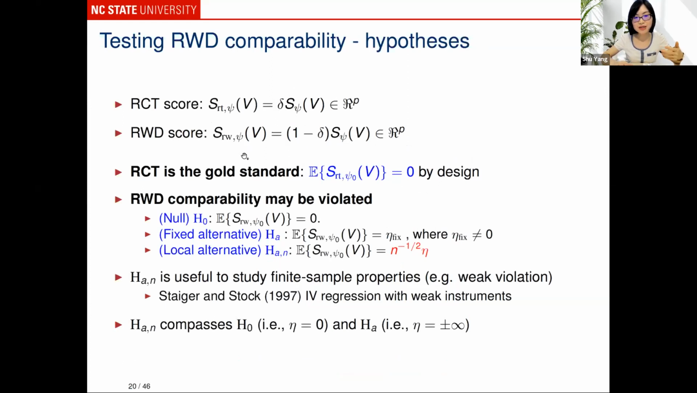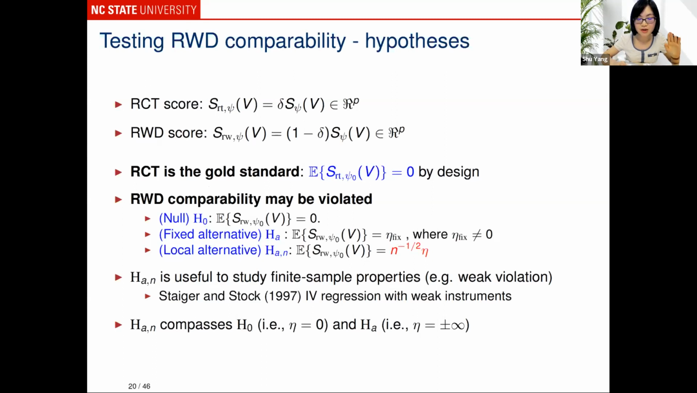Because RCT is the gold standard, the RCT score has mean 0. That is ensured by trial design. RWD compatibility may be violated in our framework. If it holds, then the null hypothesis says the RWD score has mean 0. Then we consider two alternative hypotheses. The fixed alternative says the RWD score is biased with a fixed value of the bias. Under such a fixed alternative, the usual statistic will go to infinity as the sample size goes to infinity.